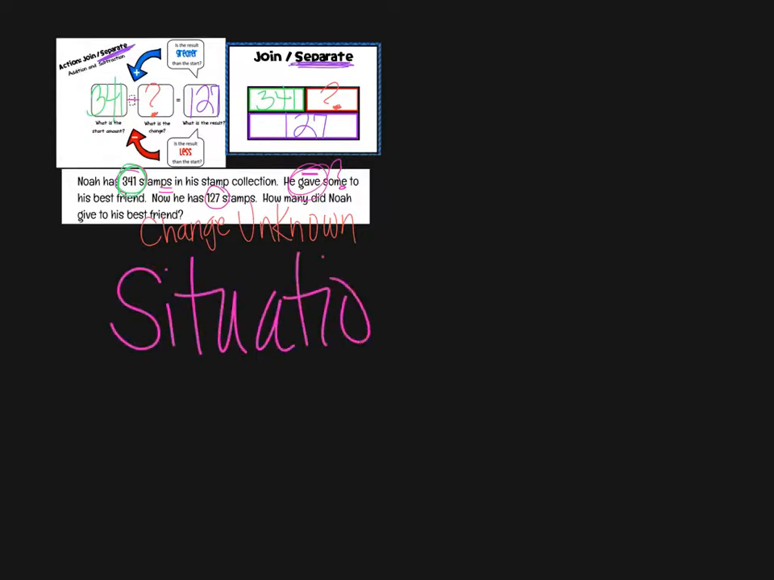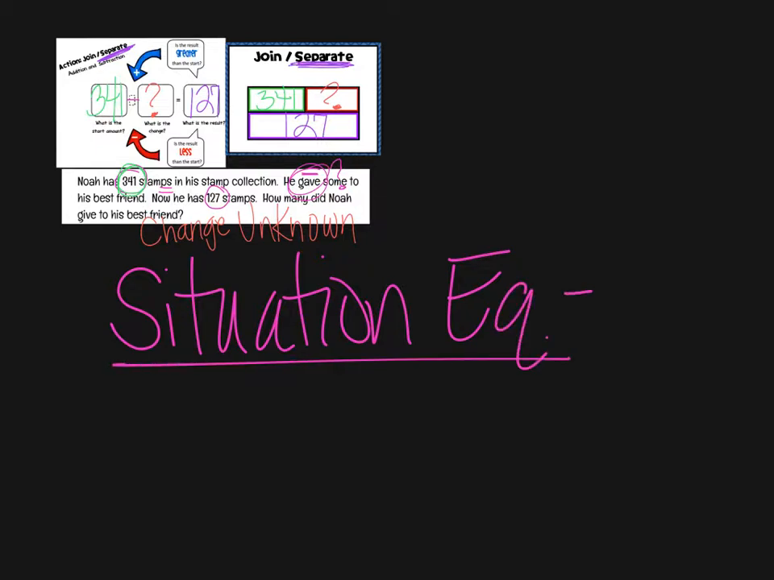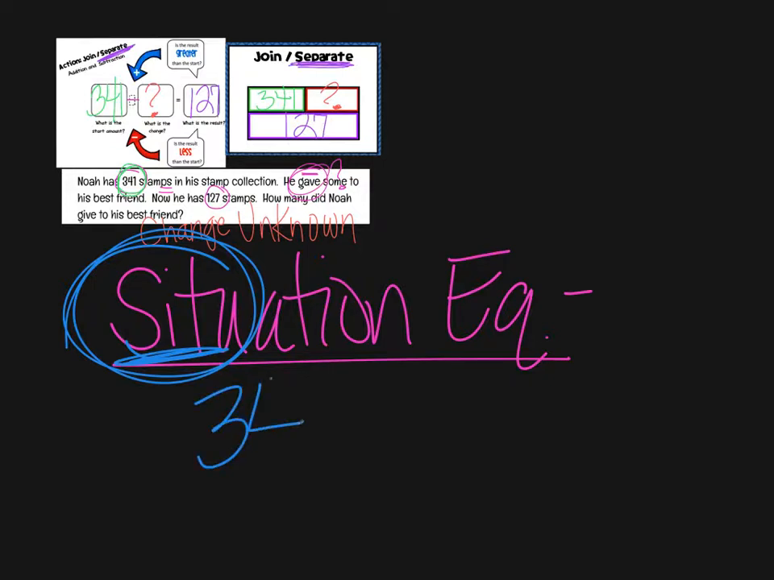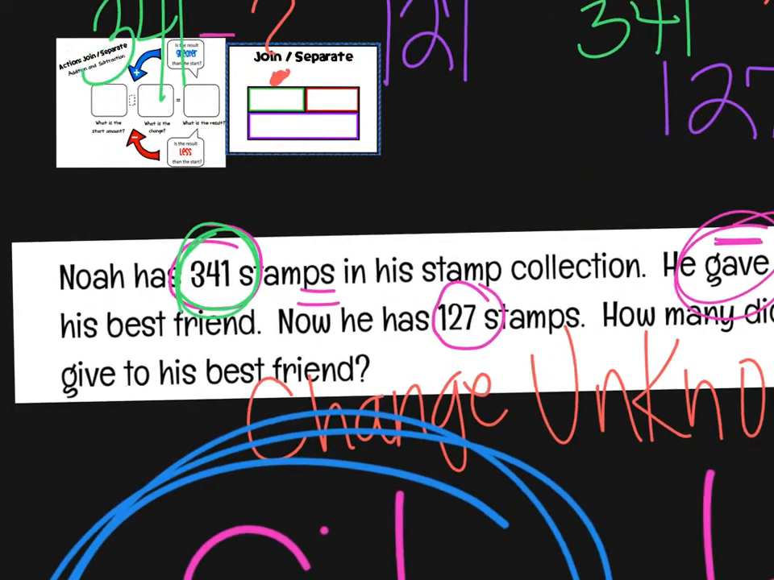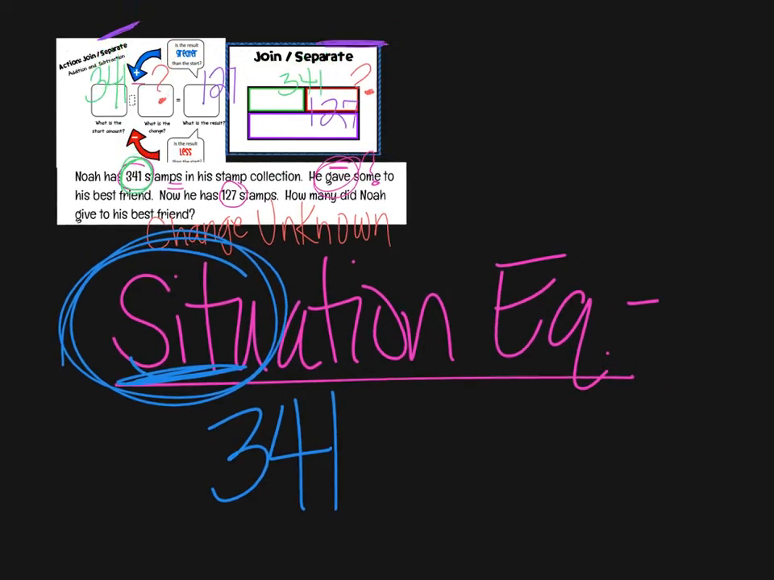So let's do that now. Remember, my situation equation is exactly how the numbers sit in the problem. Remember, sit, situation, so how they sit. All right, so when I started my problem, it started off with 341. And what's nice is that I already did all of that in my word problem. I already did it all. So let's look at it.